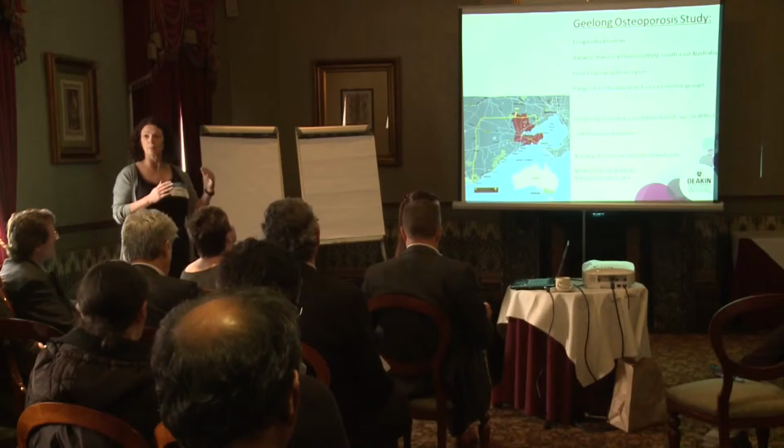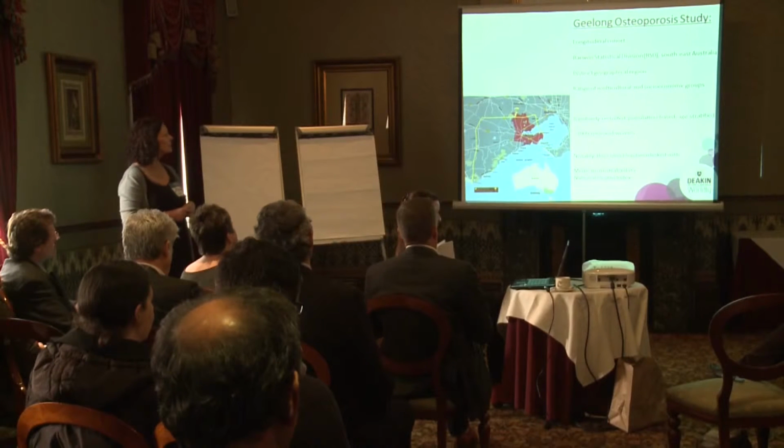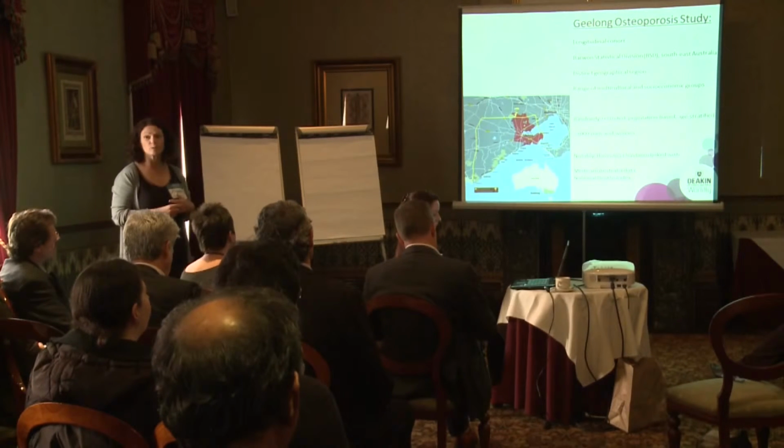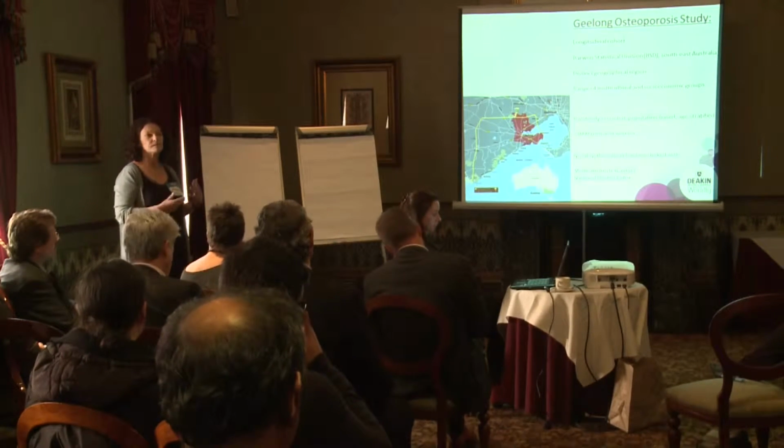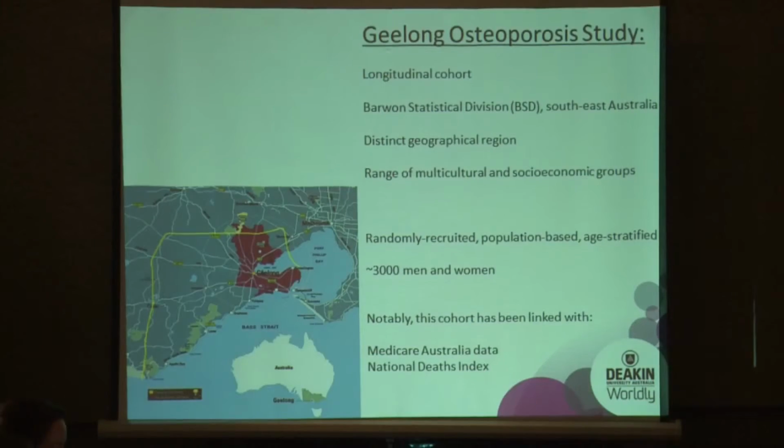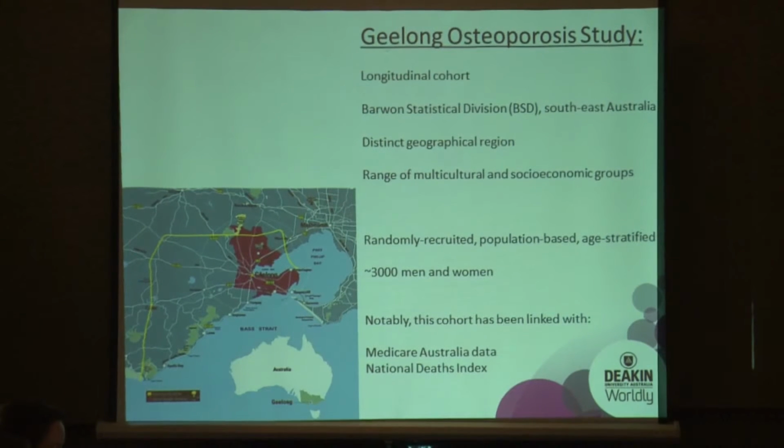The GOS study randomly recruited a population-based age stratified sample, and they have at the moment 2 cohorts, a male and female, about 3,000 at baseline for both of those combined. The importance of being randomly recruited is that it can be representative of the population. And this cohort has actually been linked with Medicare Australia data, national death indexes, again, big data sets, strong data sets. If the data is in these data sets, it's a given.